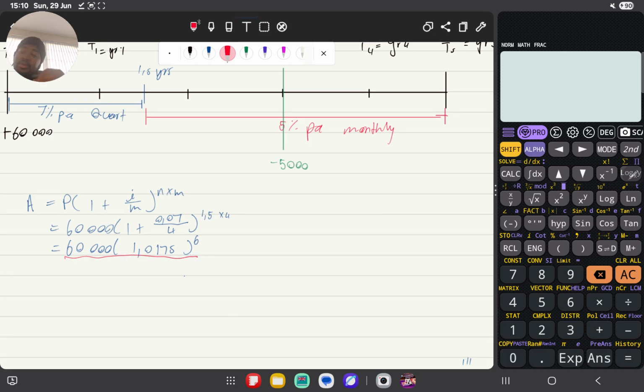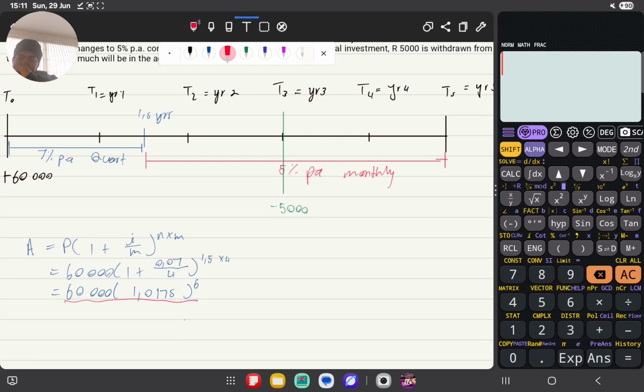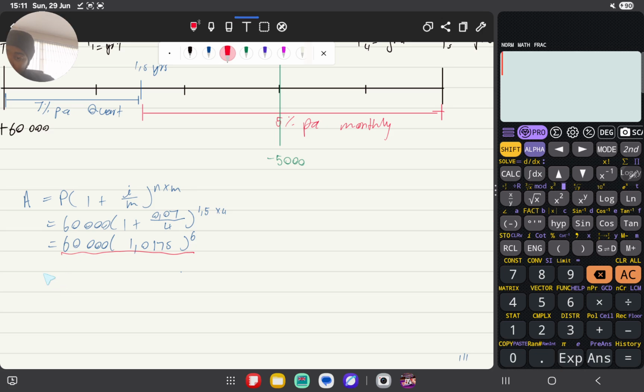We are now going to have a new interest, sorry, for exactly 1.5 years. Because now from this term to T3, it's exactly 1.5. So now we're gonna reinvest it. Okay, let me do the formula first.